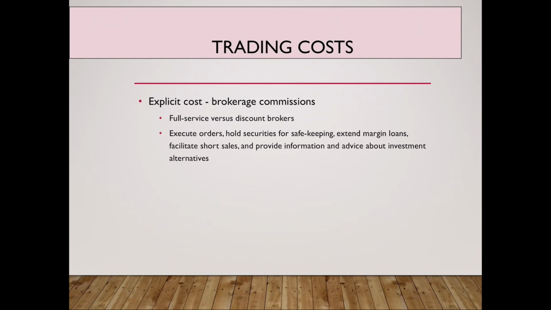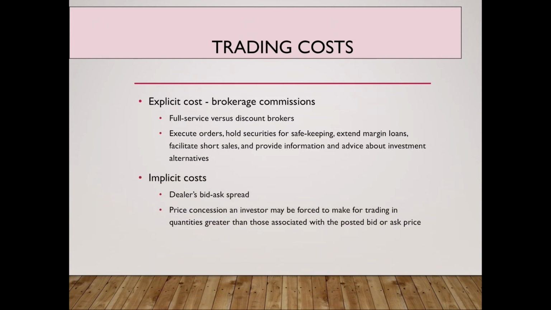Some features of brokers: they execute orders, they hold securities for safekeeping, they extend margin loans, they facilitate short sales, and they provide information and advice about investment alternatives. So these are explicit costs, your brokerage commissions and fees. Implicit costs deal with the dealer's bid-ask spreads. This is compensation to cover the market maker's inventory risk and operating costs.